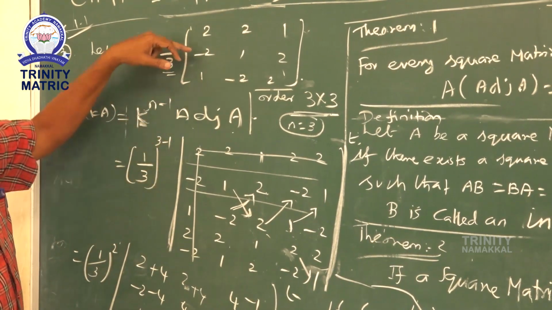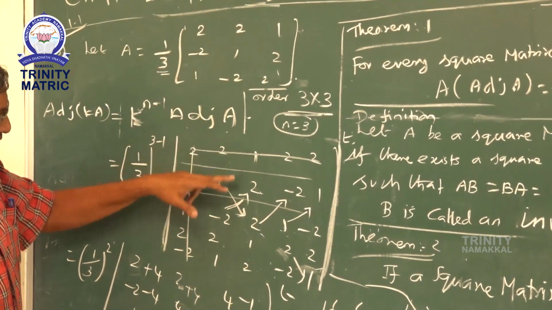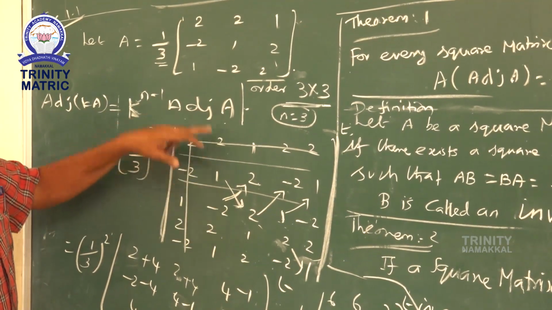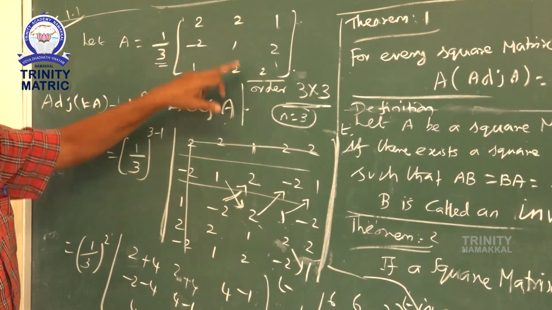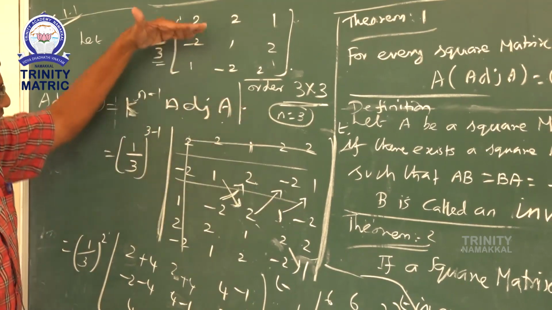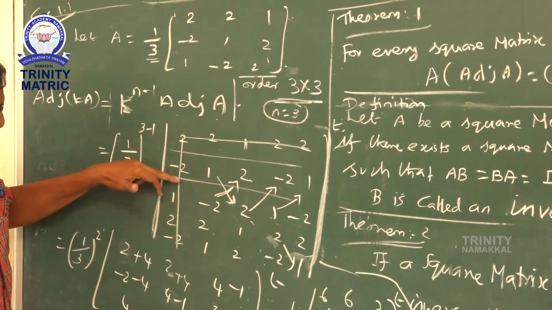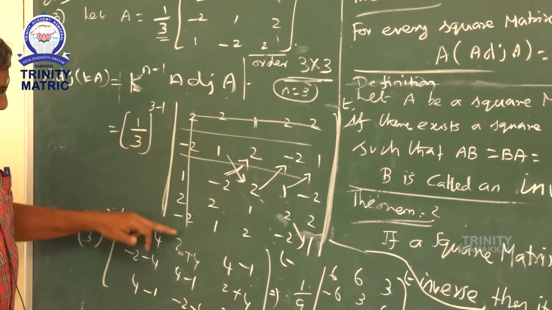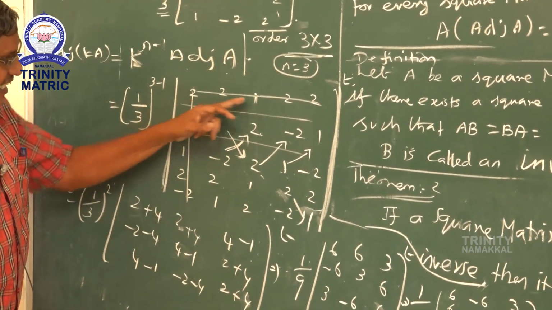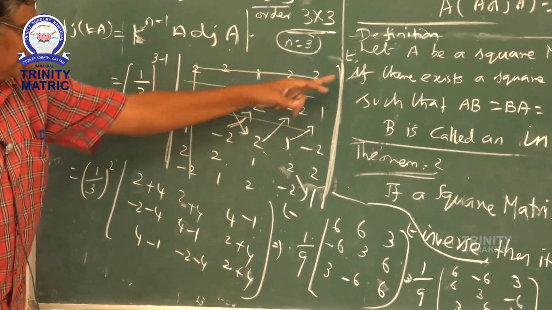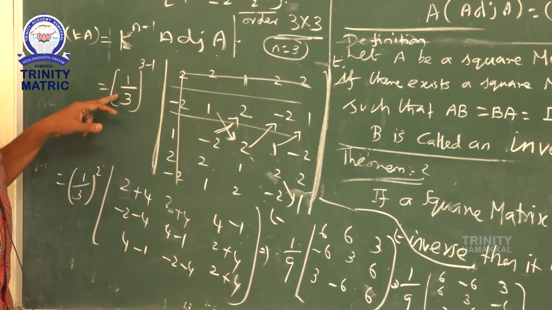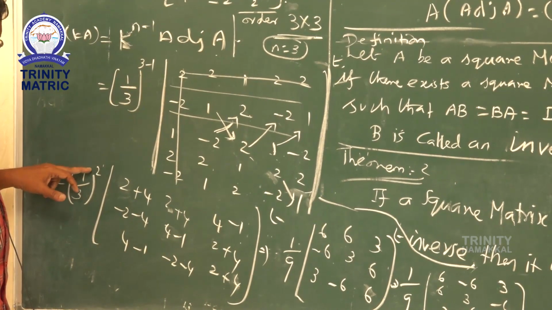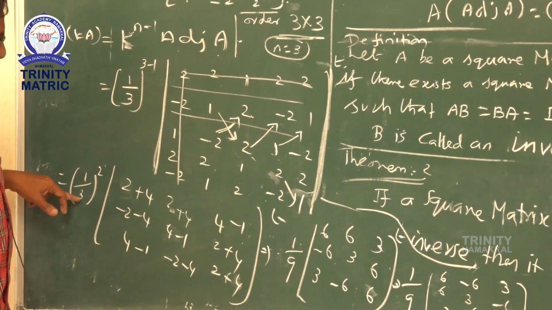What you have to do? You have to write the given matrix once, and again you should write these two columns, and then two rows, the same thing you wrote at the top, and then you strike out that and put the transpose. So how will you find that? Now 1 by 3 to the power 3 minus 1, 2. That is 1 by 3 whole square, which is equal to 1 by 9.